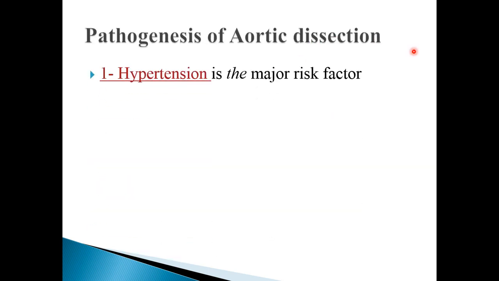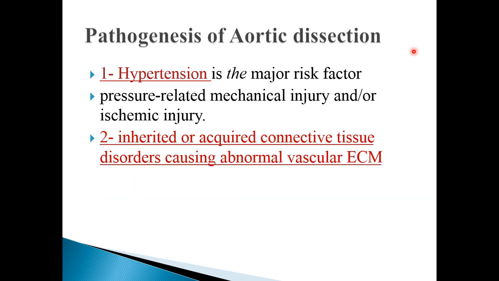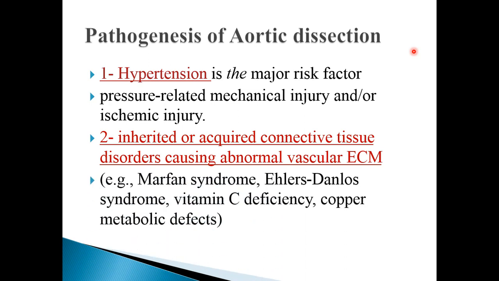Now, what are the causes of aortic dissection? Hypertension is the major risk factor, and this is directly related to a pressure-related mechanical injury and/or ischemic injury to the arterial wall. Another important mechanism is inherited or acquired connective tissue disorders that lead to abnormal vascular extracellular matrix. For example, Marfan syndrome, Ehlers-Danlos syndrome, vitamin C deficiency, and copper metabolic defects.